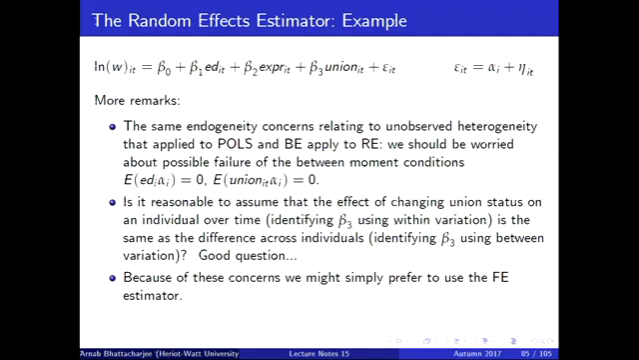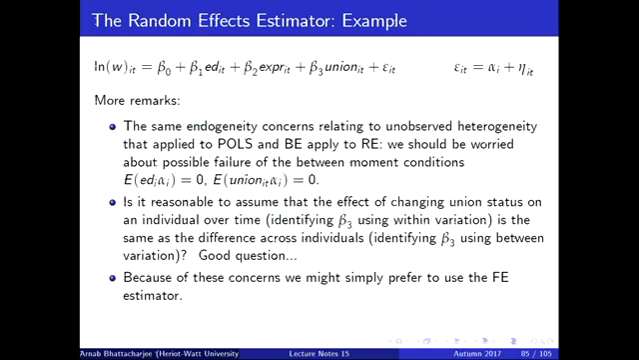So what about the endogeneity concerns? They stay, right? Because if you're doing random effects, you are actually assuming that this guy here is orthogonal to the x, right? So this endogeneity concern still stays, right? So that is important. Okay?